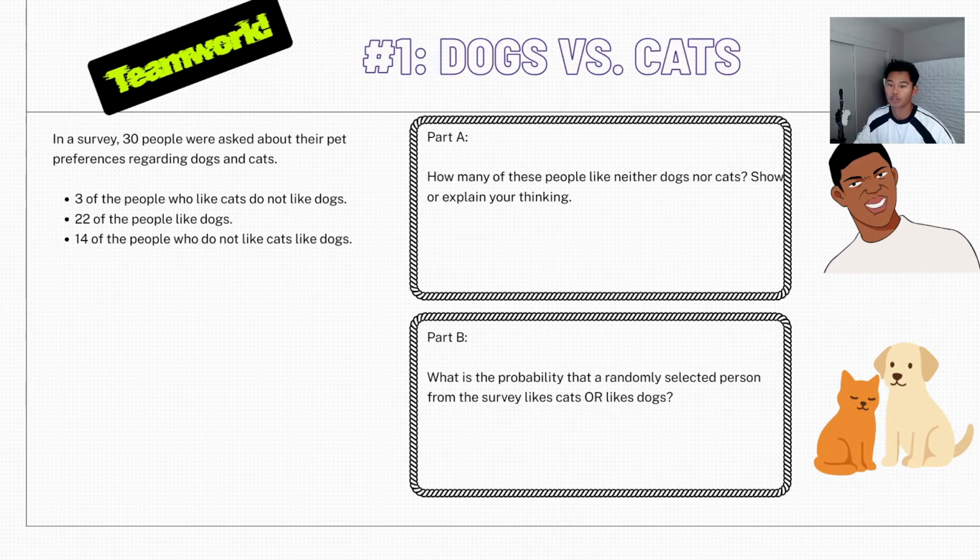It says here in a survey, 30 people were asked about their pet preferences regarding cats and dogs. 3 of those people who like cats do not like dogs. 22 of the people like dogs, and then 14 of the people who do not like cats like dogs. The first question we had to answer was, how many of these people like neither cats nor dogs? Show or explain your thinking. So right now, the first thing I'm thinking is either I need to make a Venn diagram or I need to make a table. I'm going to make a table first, okay?